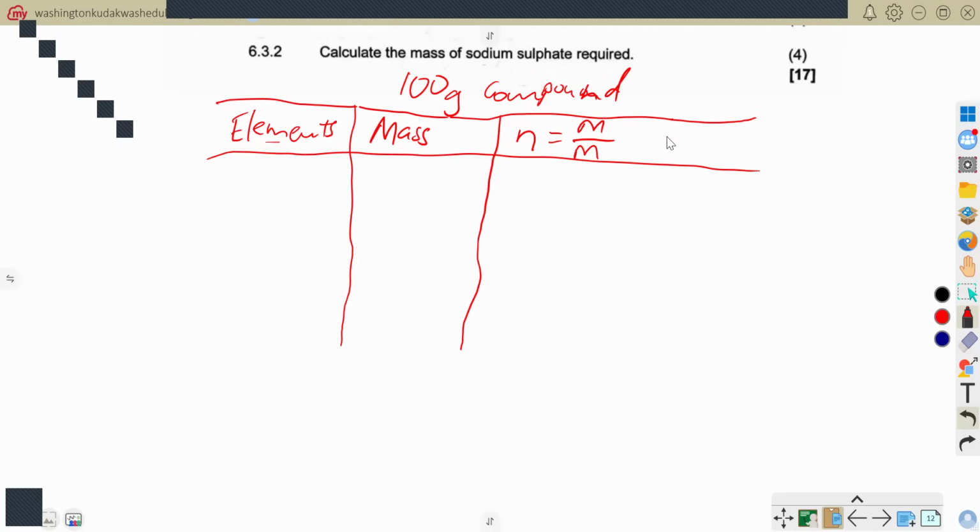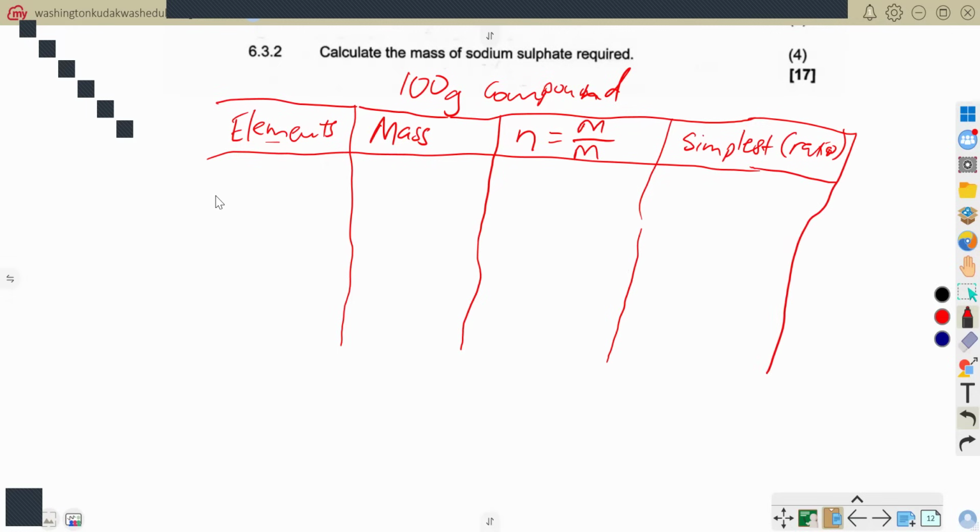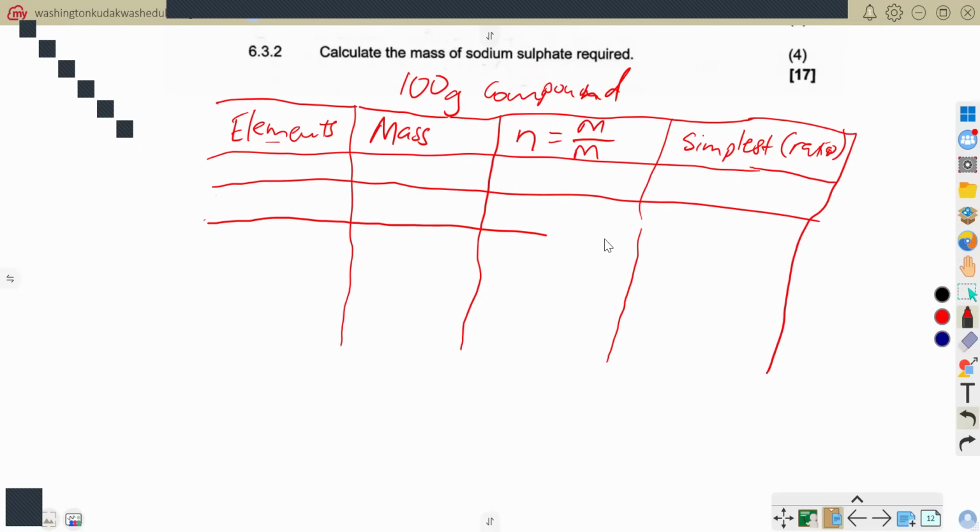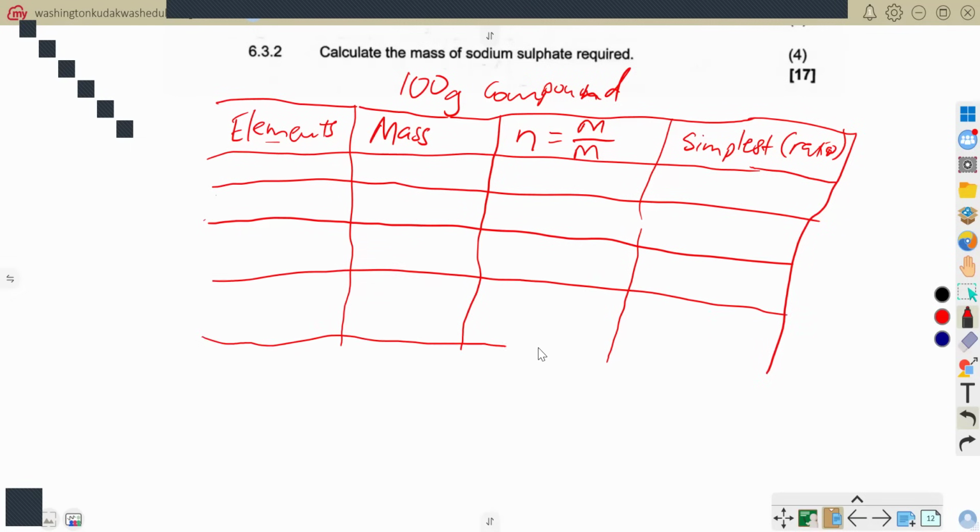For my molar ratio. After calculating the number of moles, I will need to find the simplest mole ratio for each. So the simplest mole ratio, you will find it by dividing by the smallest number of moles that you would have found between those elements. After doing that, you can now actually get to determine your mole ratio for the compound, or else the mole composition.